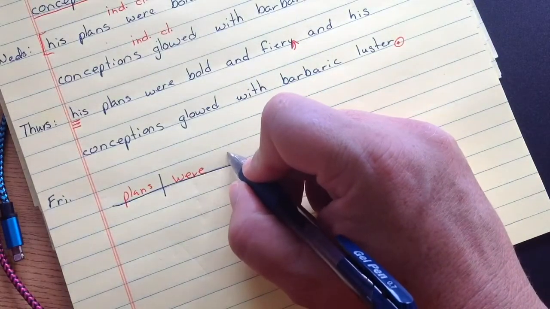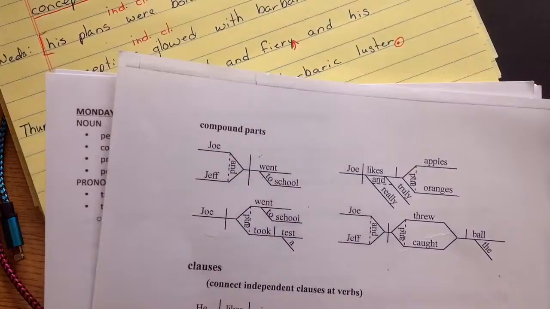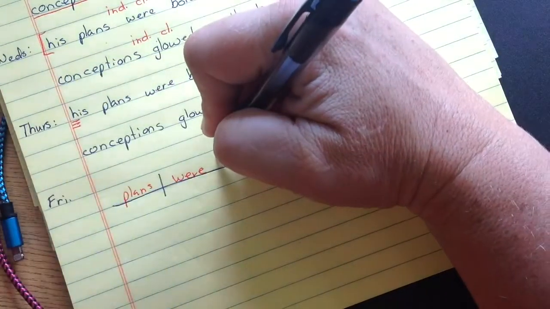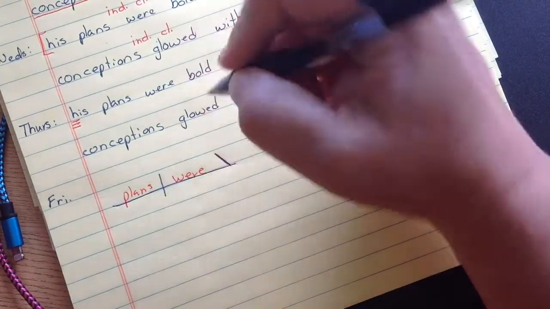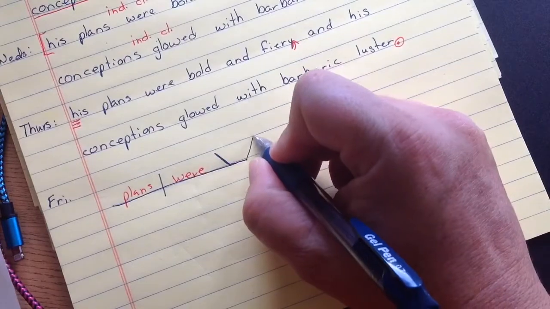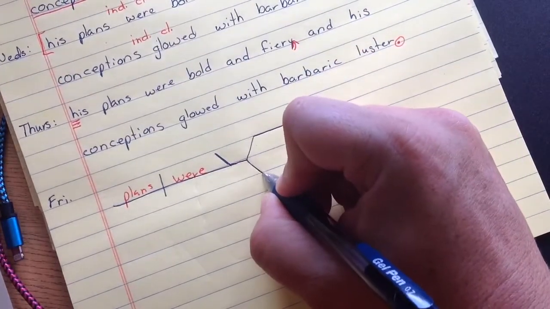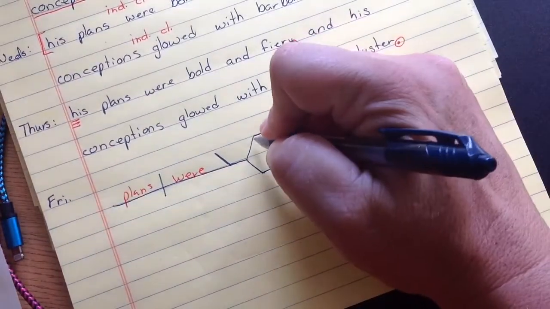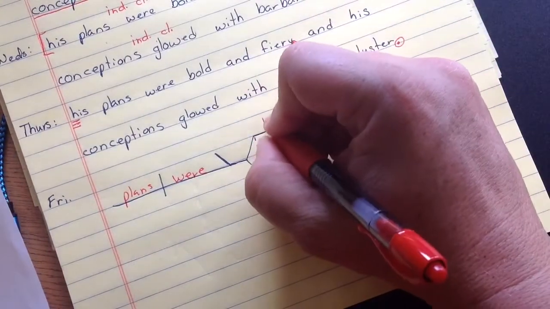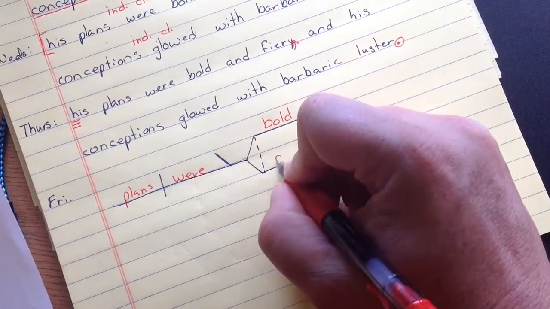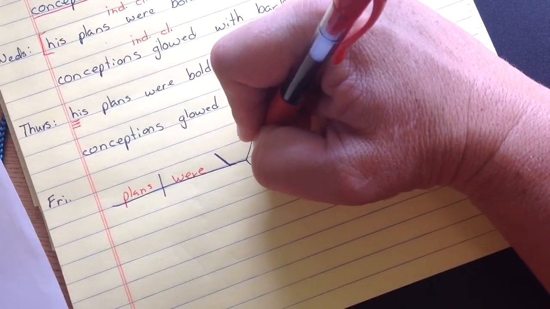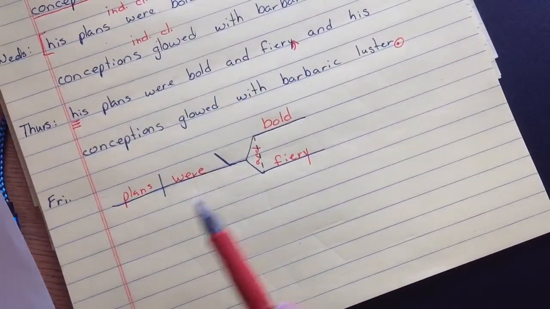So I'm going to do this. My predicate adjective line goes like this. So I'm going to draw it like this to show it's not a direct object, it's a predicate adjective. And now since there are two of them, I'm going to do my little sideways house, like this, and I'm going to draw my dotted line right here. They were bold and fiery. Those were my two predicate adjectives, and remember the conjunction that's joining them goes here. So plans were bold and fiery.